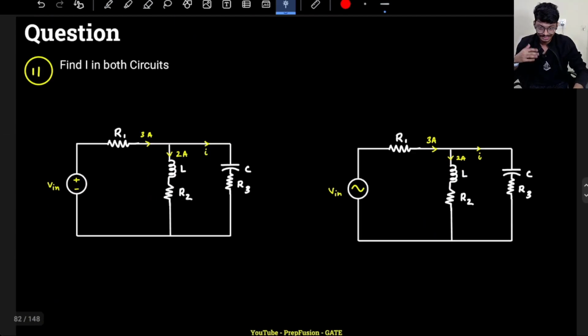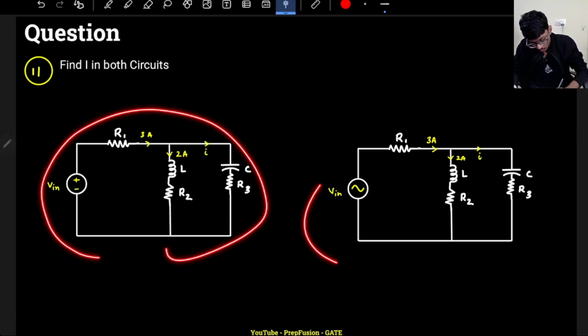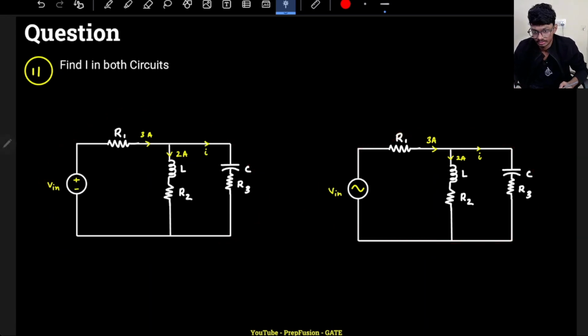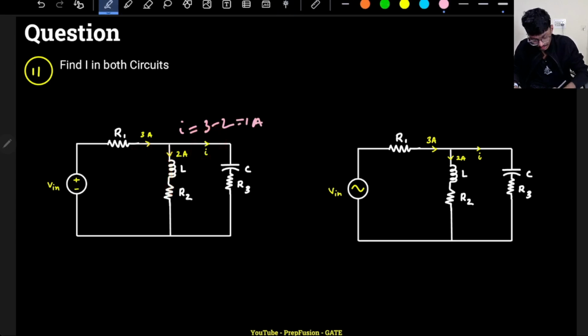Let's now understand another concept. If I tell you to find the currents in both of these circuits, will you be able to? In the first circuit I have a DC source, and in the second circuit an AC source. In the DC circuit, you simply apply KCL, and the current I will be 3 minus 2, because 2 is the outgoing current and 3 is incoming, so the remaining current is 1 ampere.